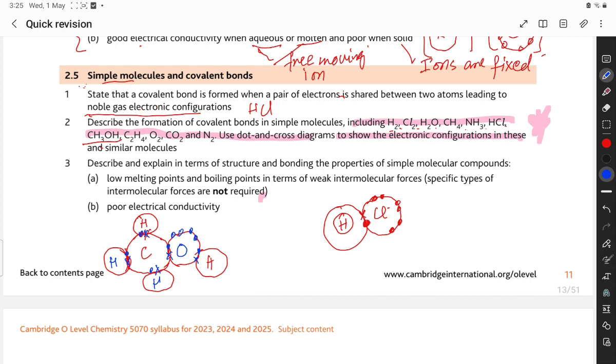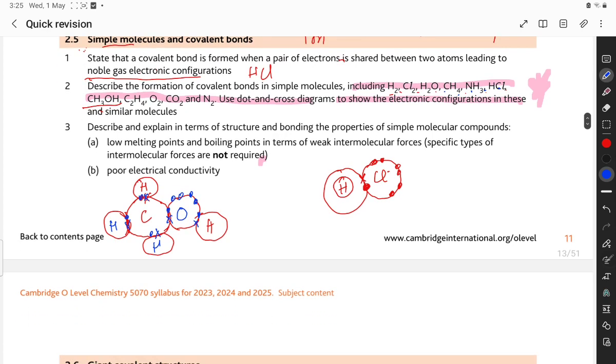You have to draw dot and cross diagrams of covalent compounds, and you should know how to deduce covalent compounds. In CH4 both are non-metals, in NH3 both are non-metals, in HCl both are non-metals. In methanol all are non-metals. So covalent compounds are formed by mutual sharing of electron pairs between non-metals.